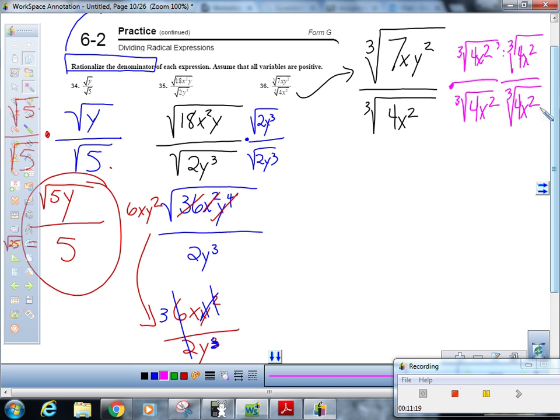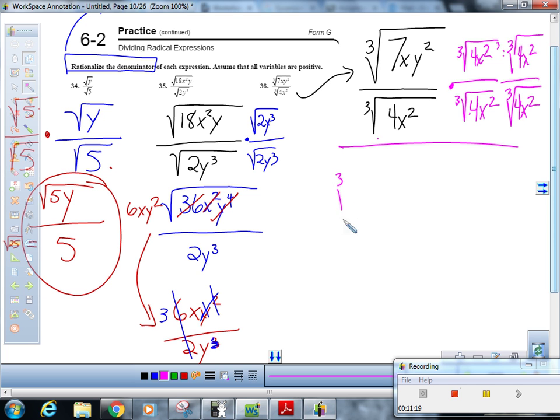So since it's a cube root, we need to multiply it a total of 1, 2, 3 times to get rid of that little bar. Okay? So this is going to get really funky. I might end up telling you to skip some of these, but we'll keep going on this one at least. So now we got to do a whole bunch of multiplication.